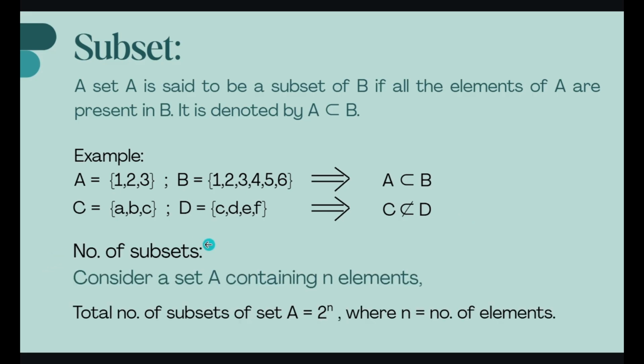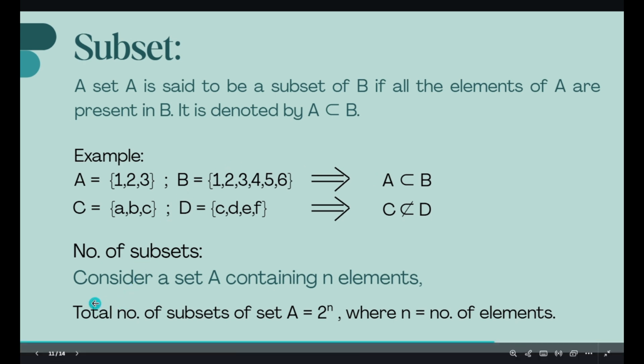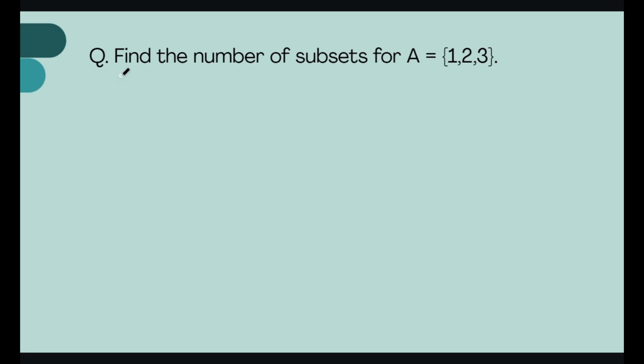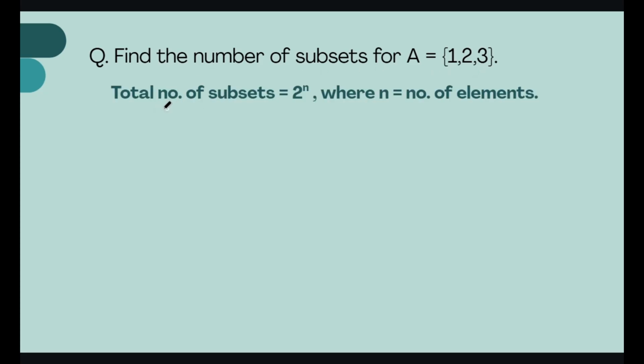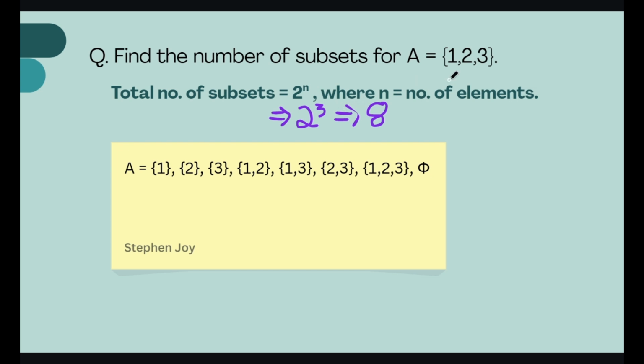Number of subsets. Consider a set A containing n elements. To find the total number of subsets, we should use the formula: total number of subsets of set A equals 2 to the power of n, where n equals number of elements. Now looking at this question, we are required to find the number of subsets for the set A equals 1 to 3. As we have discussed earlier, we are going to use the formula total number of subsets equals 2 to the power of n. Since there are 3 elements, it is going to be 2 to the power of 3, which is going to be 8.